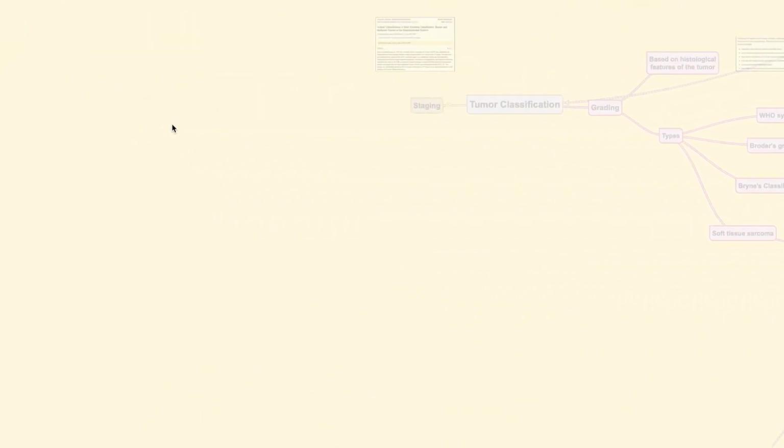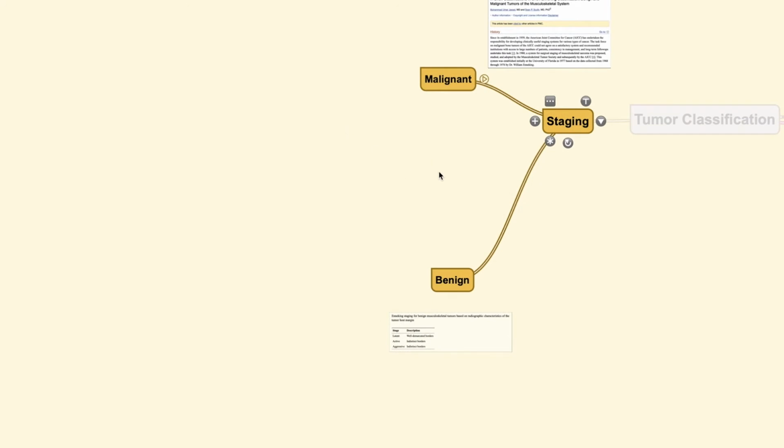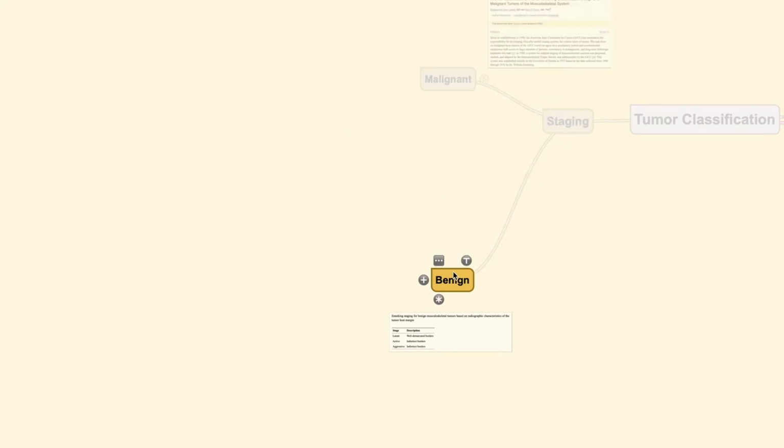Now, let's take a look at staging. Staging is a little bit unique because it does not only include grading, it includes an even further and more complex evaluation of the tumor. Let's take a look first at the benign ones.